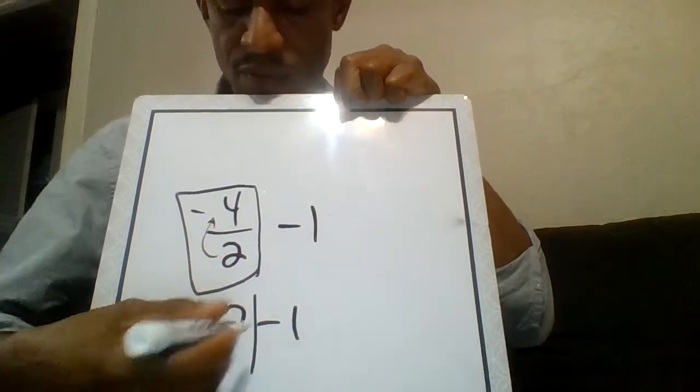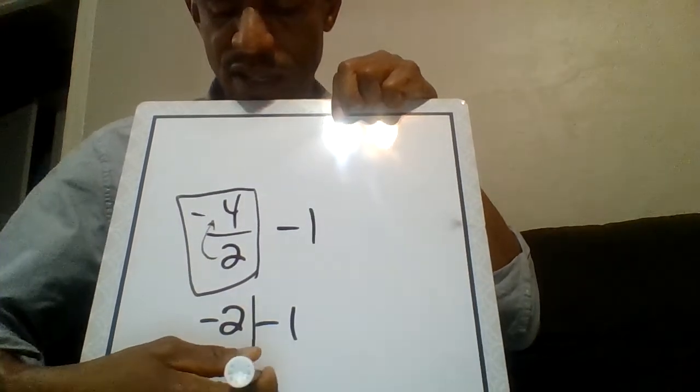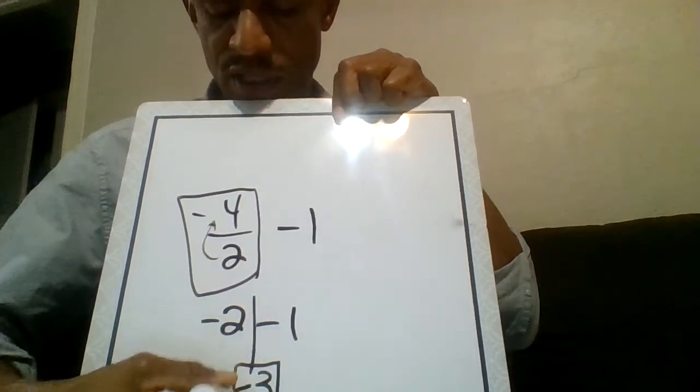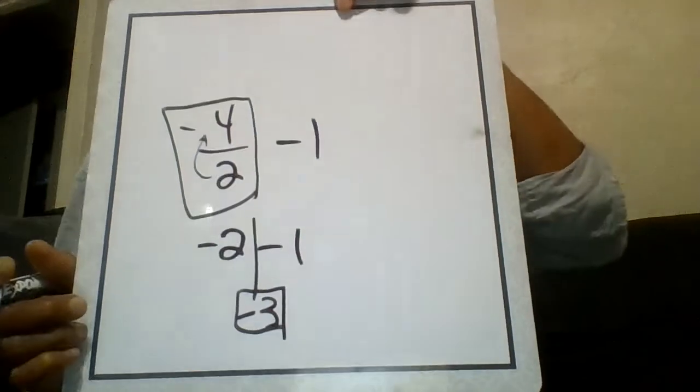2 negatives, 1 more negative, negative 3. What's your answer? There it is. Negative 3 is your answer. All right, so now let's talk about if you have an even amount of negatives. That was this first strategy: if you see an odd amount of negative signs when you're multiplying or dividing, your quotient or product will be negative.